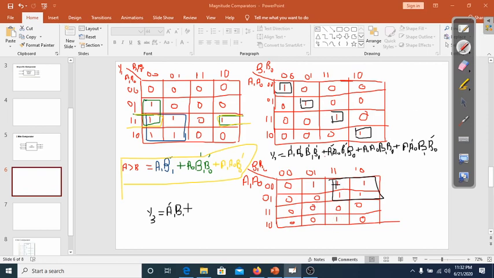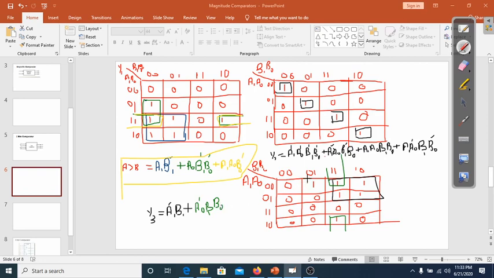So this min term is adjacent to this min term, this min term is adjacent to this min term. So here by simplifying these two terms I will get this, A1 prime will cancel out with A1, so I will get A naught prime, and here this is equal to B1 and B naught.